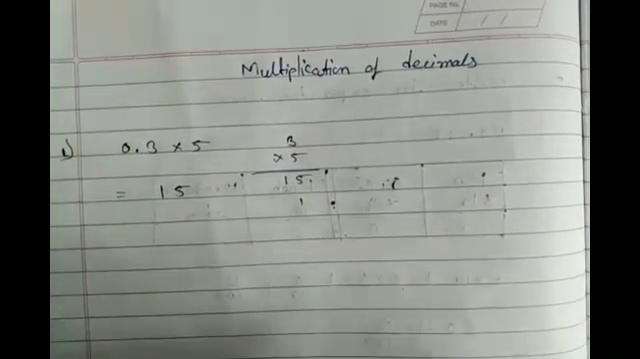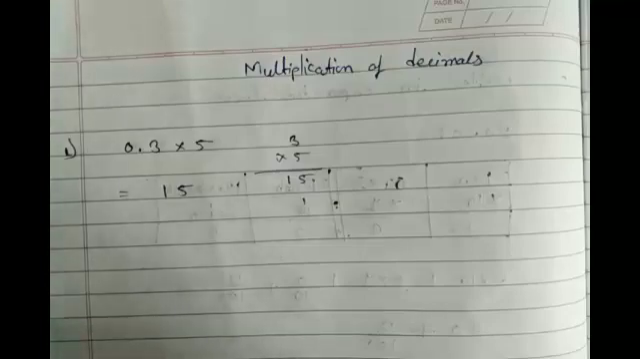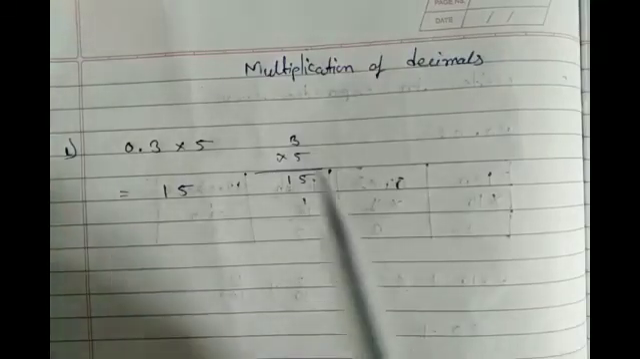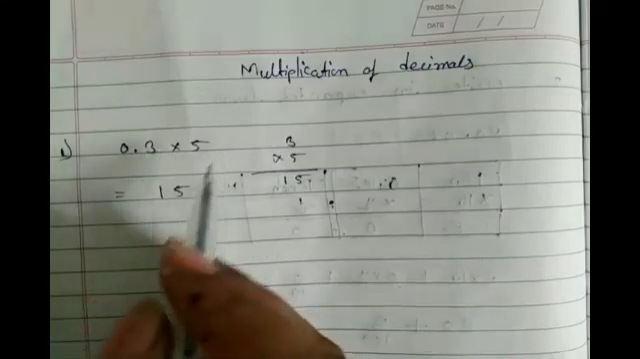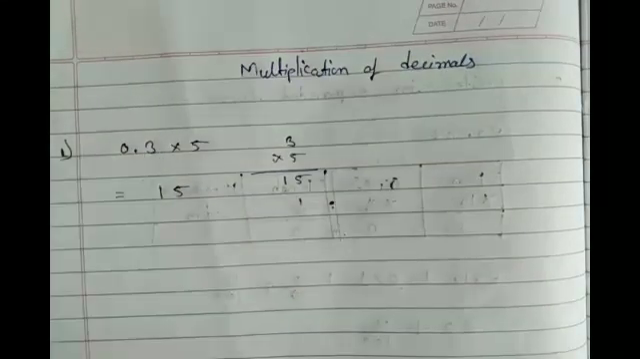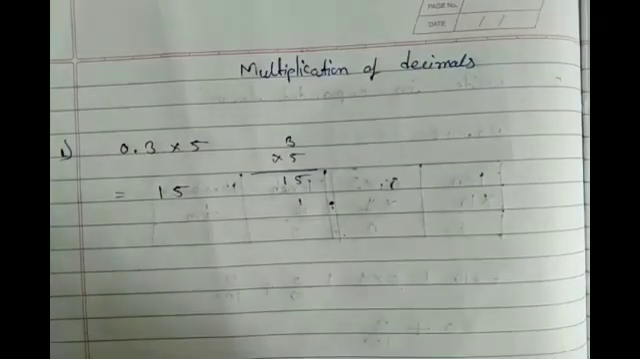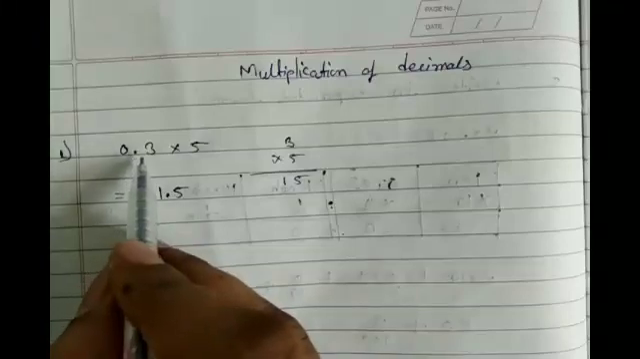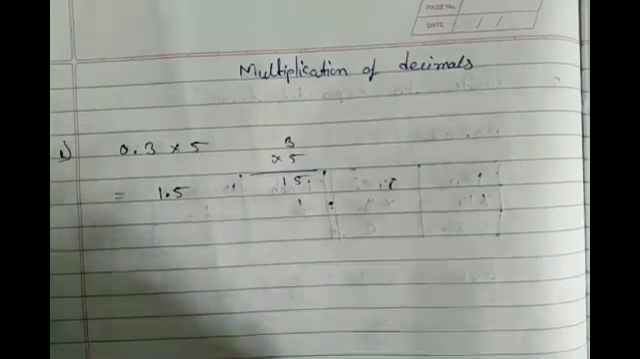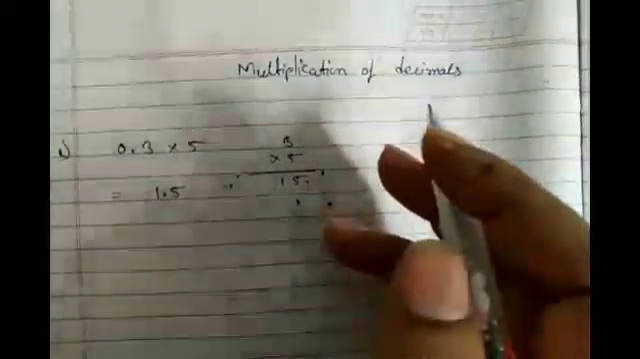Now count digits after the decimal. How many digits after the decimal in the question? In the question there is only one digit after the decimal. So we need one digit after the decimal in the answer also. So we put the decimal right over here. This is our answer, 0.3 multiplied by 5. Let's see one more example.